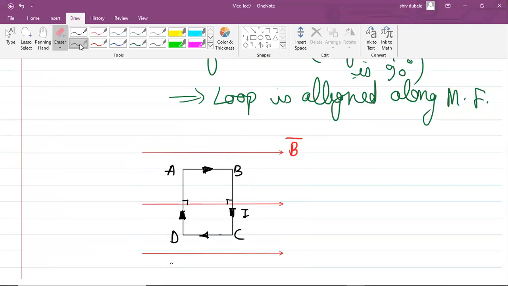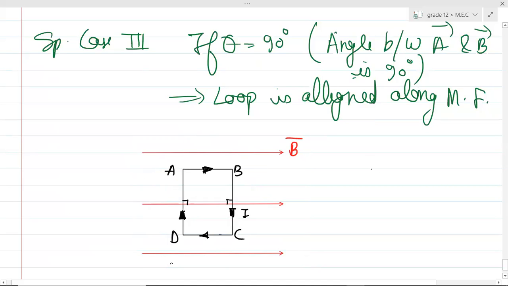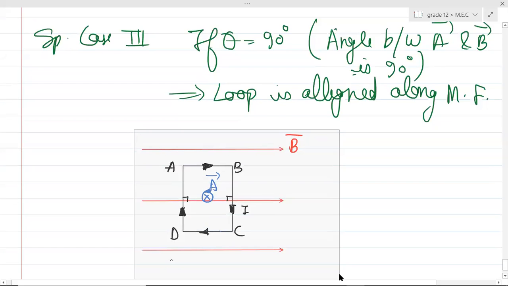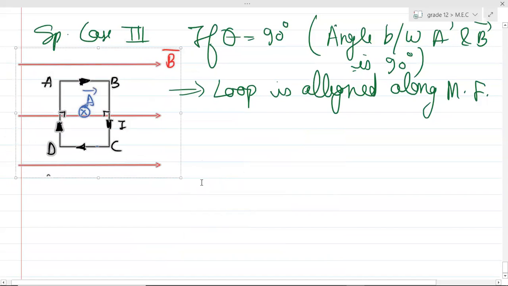So the last case is basically this. When the loop is aligned along the magnetic field, the loop is lying in the direction of the magnetic field. What should be the direction of the area vector: into the plane or out of the plane? Into the plane, because the current is clockwise, so the area vector is acting into the plane. The magnetic field is here, so the angle between them is 90 degrees.